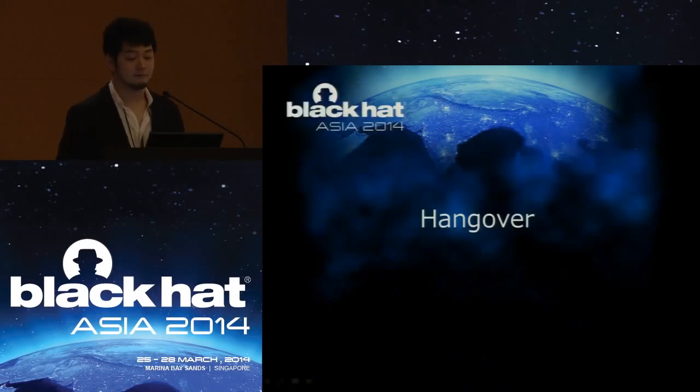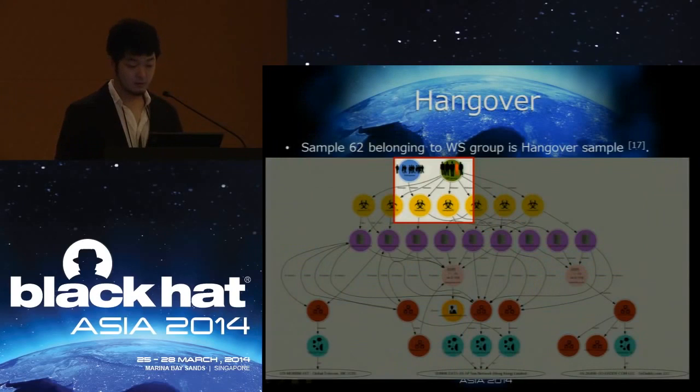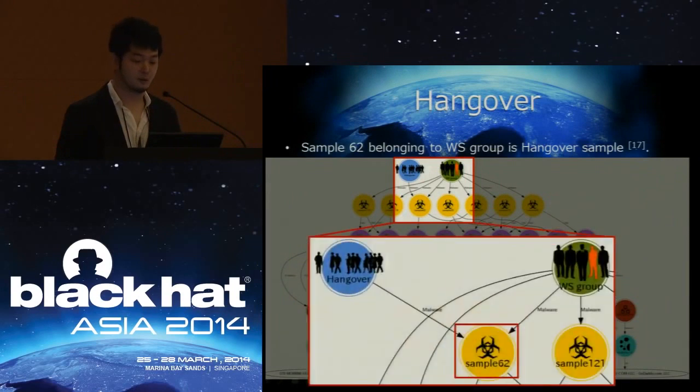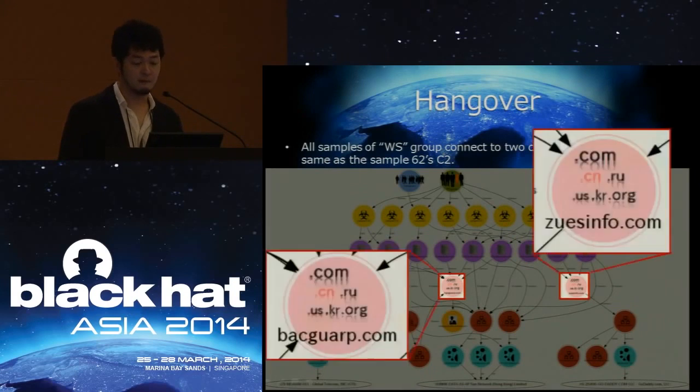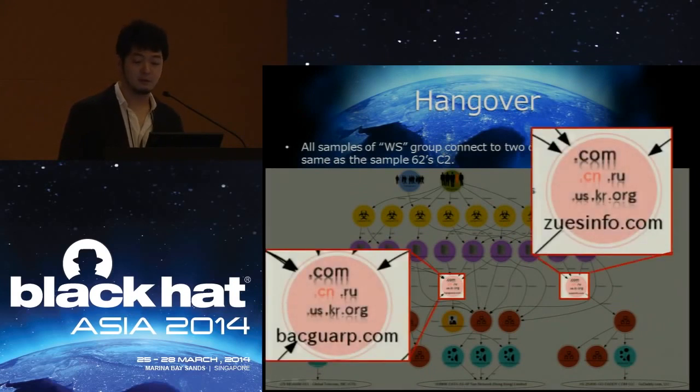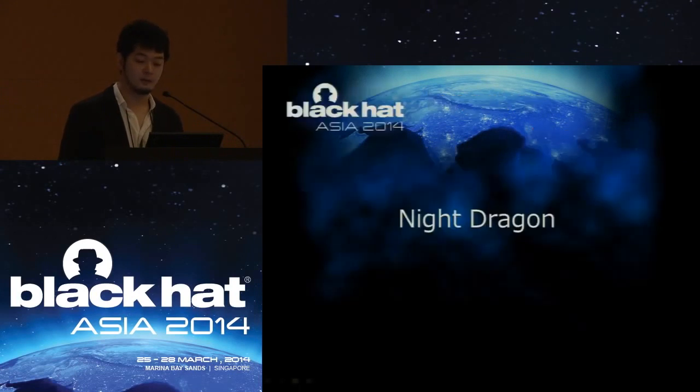Next, Hangover. Hangover is reported by Norman Shark and other security vendors. Sample 62 belonging to the WS group is the same as one of the Hangover samples according to FireEye. And all samples of the WS group, including sample 62, connect to two domains. These domains. So the WS group is the same as Hangover, we think.